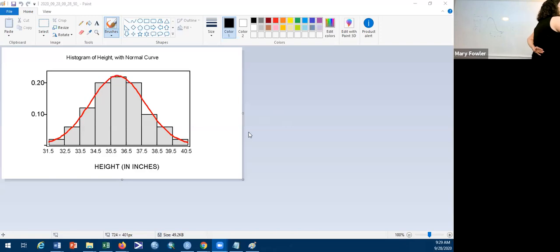So in particular, I want to look at the curve. I just pasted this curve into Paint. So let me just go back and share my screen again. Okay, hopefully you can see the screen here.